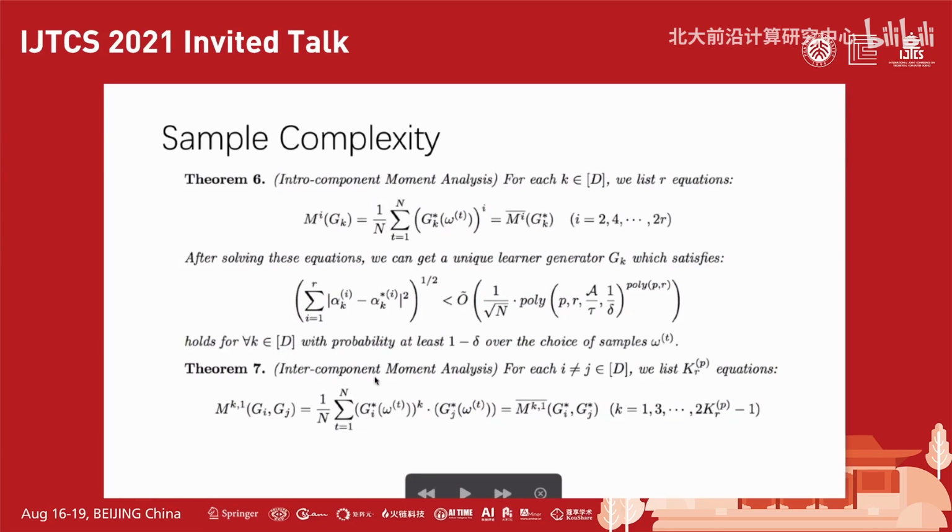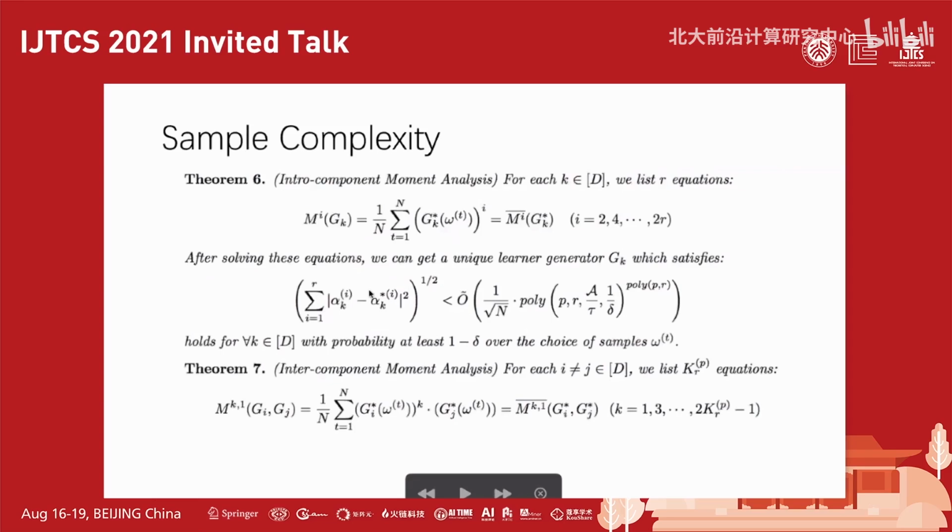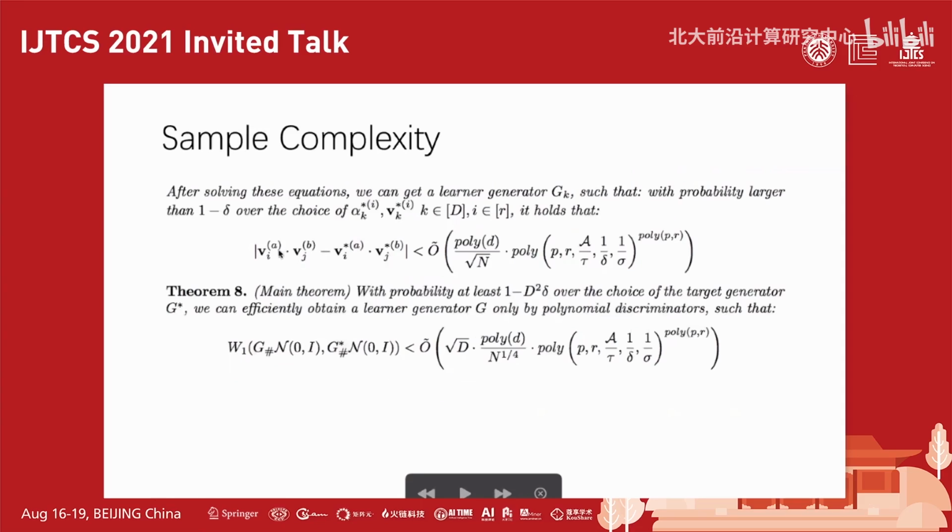Then there is the inter-component moment analysis. For these KR equations, if we cannot compute the accurate moment of the target distribution, we can only compute the empirical moment. Then there will be an error upper bound, which we can easily compute. The inner product of Vi times Vj is close to Vi star times Vj star within this bound. After we connect them together, we get our main theorem: for G push forward standard Gaussian and G star push forward standard Gaussian, the Wasserstein 1 distance of these two distributions, the generated one and the target one, will be upper bounded as this.